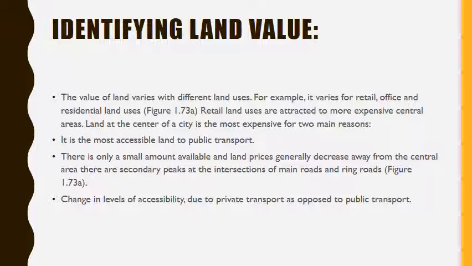Identifying land value. The value of land varies with different land uses. For example, it varies for retail, office, and residential land use. Figure 1.73a. Retail land uses are attracted to more expensive central areas. Land at the center of a city is the most expensive for two main reasons. It is the most accessible land to public transport. There is only a small amount available, and land prices generally decrease away from the center area. There are secondary peaks at the intersection of main roads and ring roads.